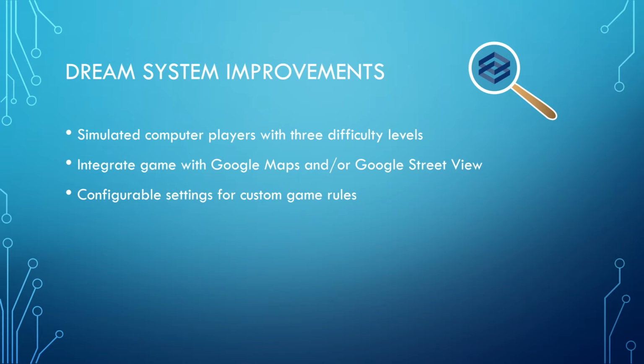We'd also like to integrate the game with Google Maps or Google Street View so we could make the game a little bit more personal, and instead of having your standard Clue rooms like the billiard room, conservatory, etc., you could actually have real world places. Finally, it'd be nice to have some configurable settings to create custom game rules so everyone's experience could be a little bit different.